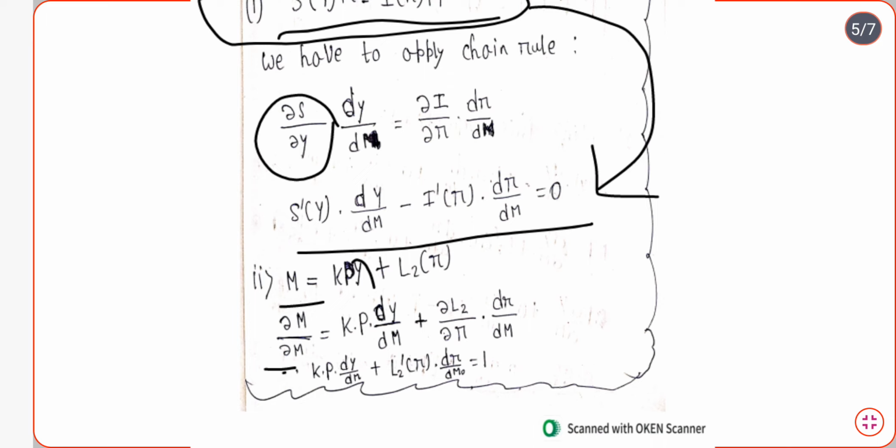And L2 is a function of R, so we will have to apply the chain rule again here. As L2 is a function of R, we will take the derivative of L2 with respect to R, then the derivative of R with respect to M. So this is basically applying the chain rule, and we can write this entire term is equal to 1 because del M has become 1.